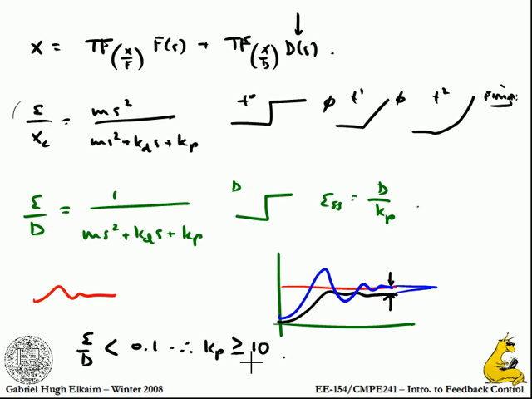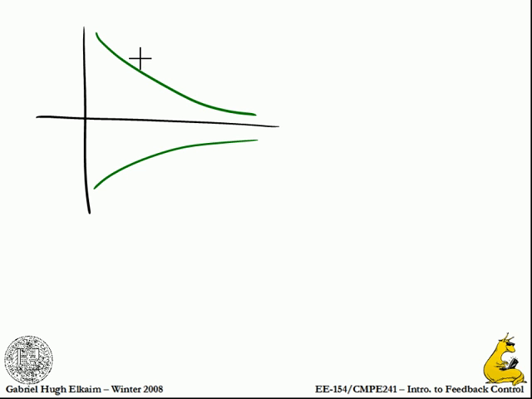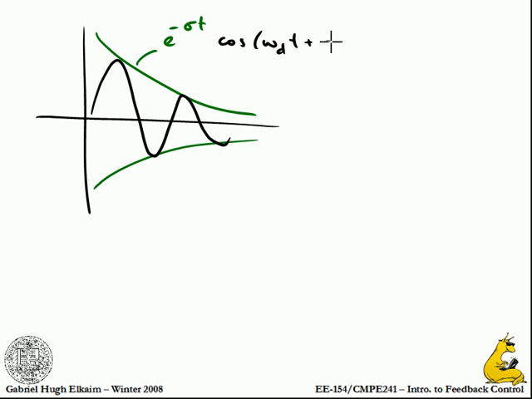All right, so that's what's telling me. Now, one thing I wanted to point out here: when we did the second order response, I have my envelope. This envelope looks like e to the minus sigma t, and then inside I have a cosine of omega d t plus some phase offset.